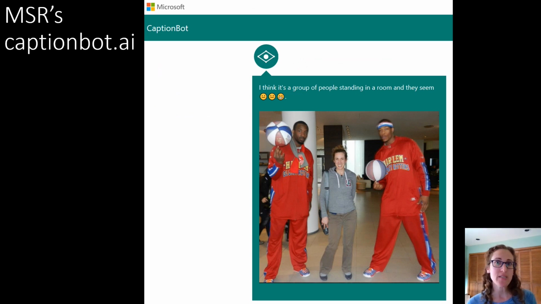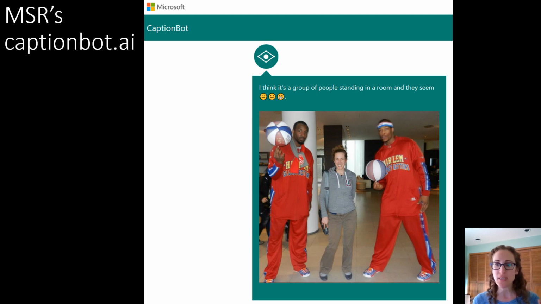Based on vision to language technology that Fang et al. presented at CVPR 2015, Microsoft released a website several years ago called CaptionBot.ai. So I tried uploading to CaptionBot.ai that same photo from my website of me with the Harlem Globetrotters, and the system said, "I think it's a group of people standing in a room, and they seem happy." Well, technically that is correct. We are a group of people standing in a room, and I'm certainly happy. But again, this is really not a particularly informative image description.